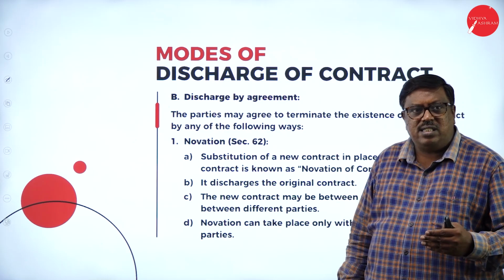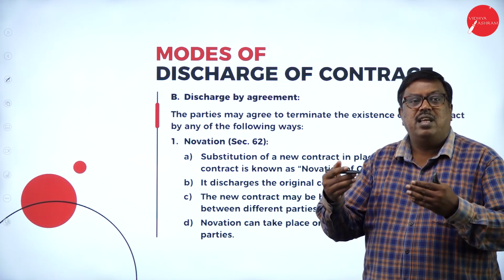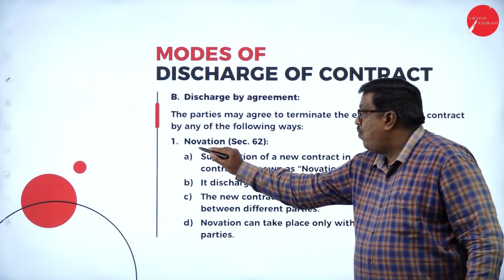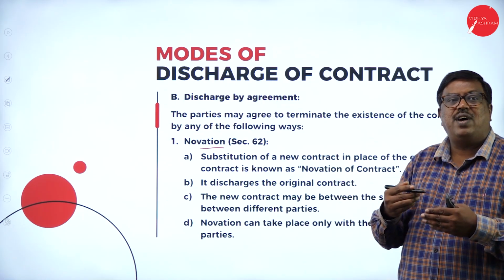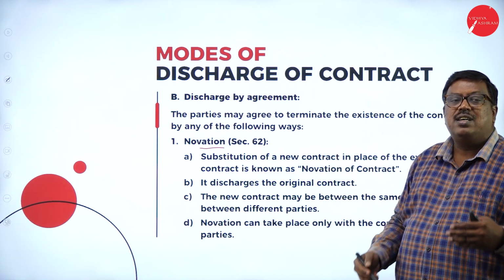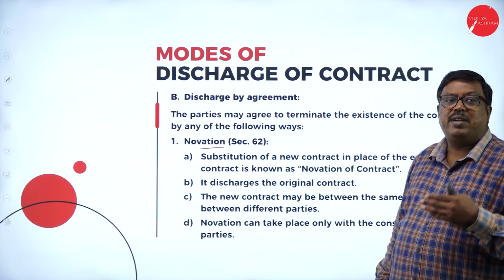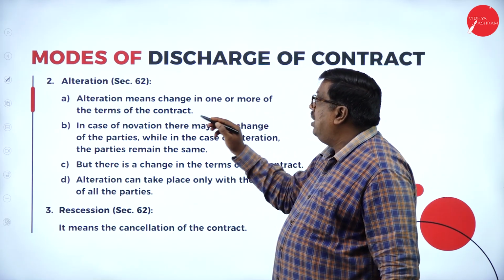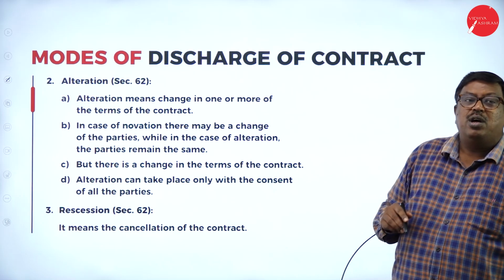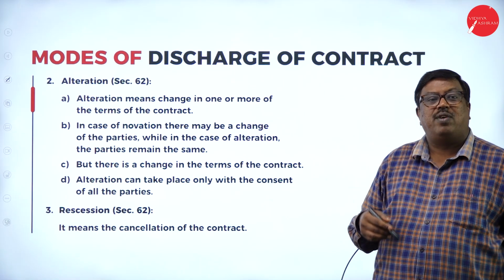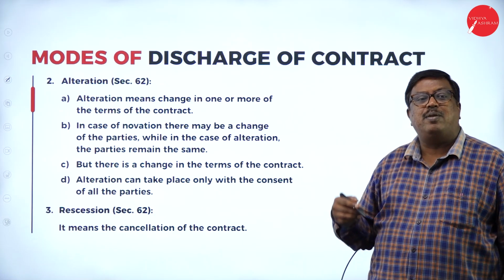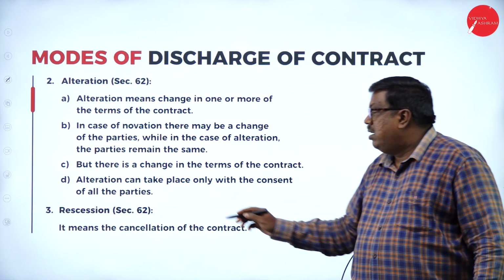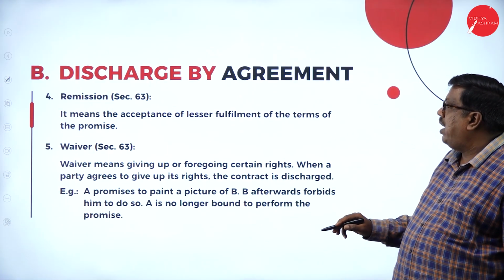Due to certain reasons, they want to modify the agreement. Modification of agreement in ICA 1872, we say that one novation, which means modification of agreement between the parties due to certain circumstances, the agreement has been modified. Alteration. Alteration means change in one or more of the terms of the contract. When more than one point or one term and condition has been modified, we are going to call it alteration of the agreement. Rescission, it means cancellation of the contract.